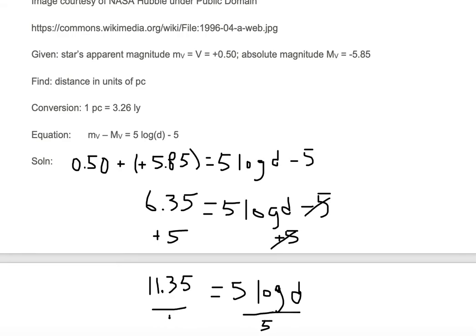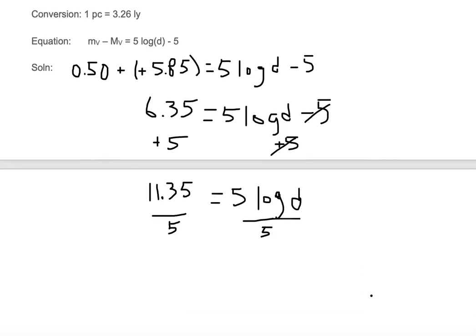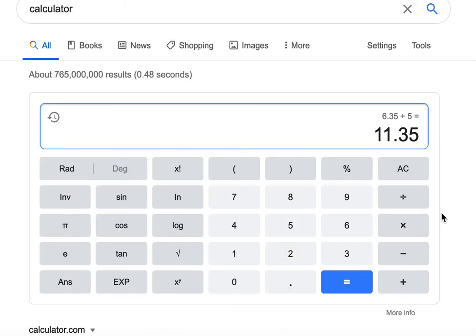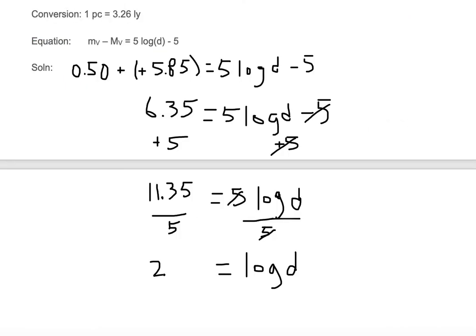On the right-hand side of the equation, we have 5 log d divided by 5, and the 5's just cancel out, so we're left with log d. On the left-hand side, we have 11.35 divided by 5. Let's put that in our calculator. We already have 11.35, we divide it by 5, and we're left with 2.27. So now we have 2.27, and that is equal to log d.